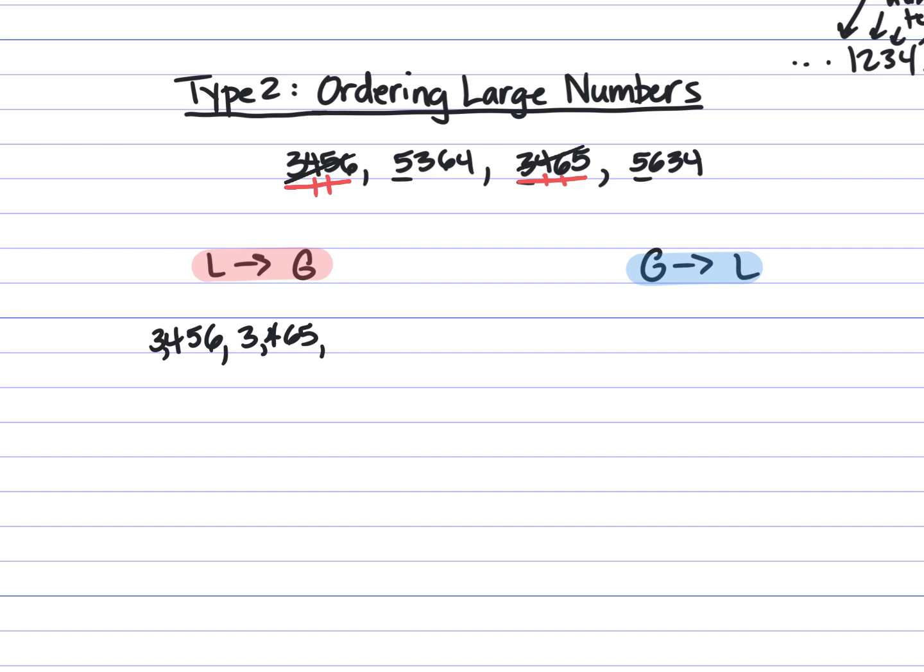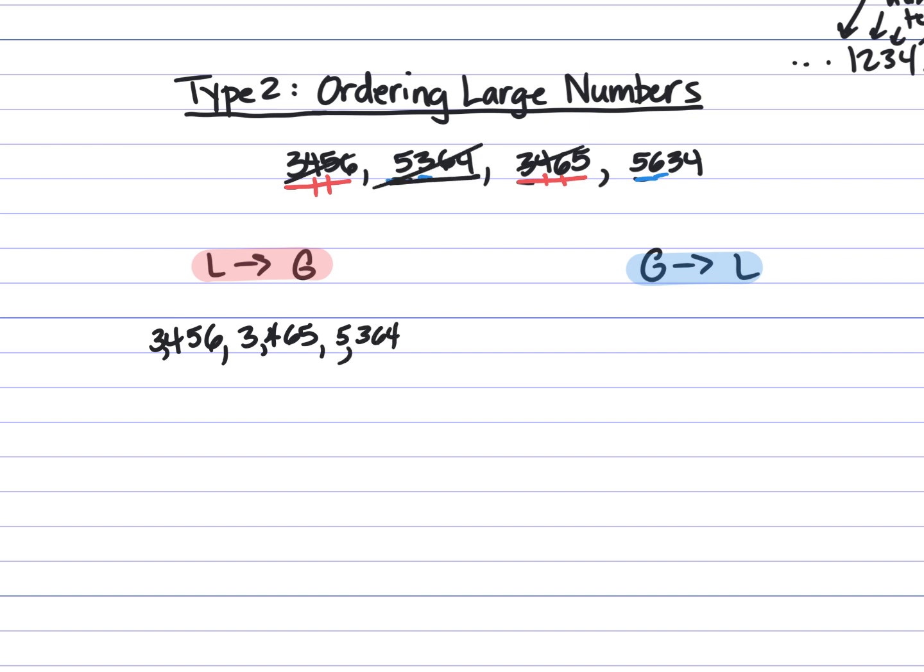Now, if we're comparing the 5,000s, start with the first place value. I see that they both have a 5. Second place value, this has a 3 and this has a 6. 3 is less than 6. So I know that this is what comes next.